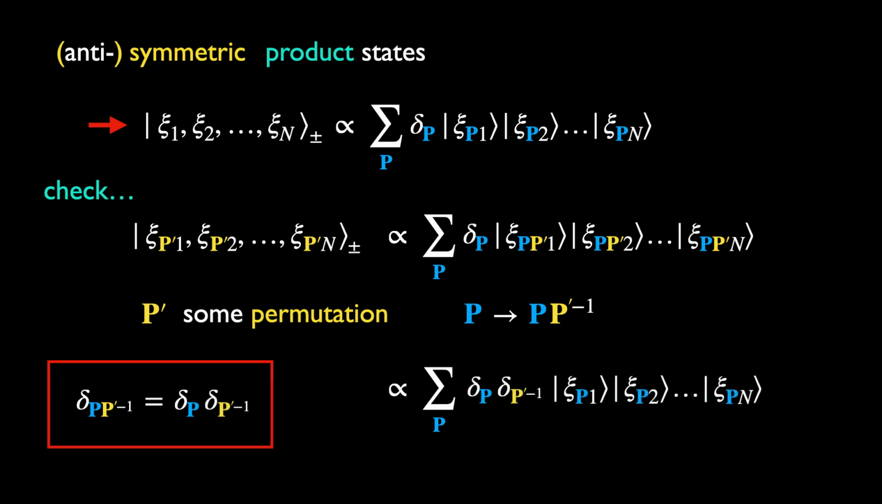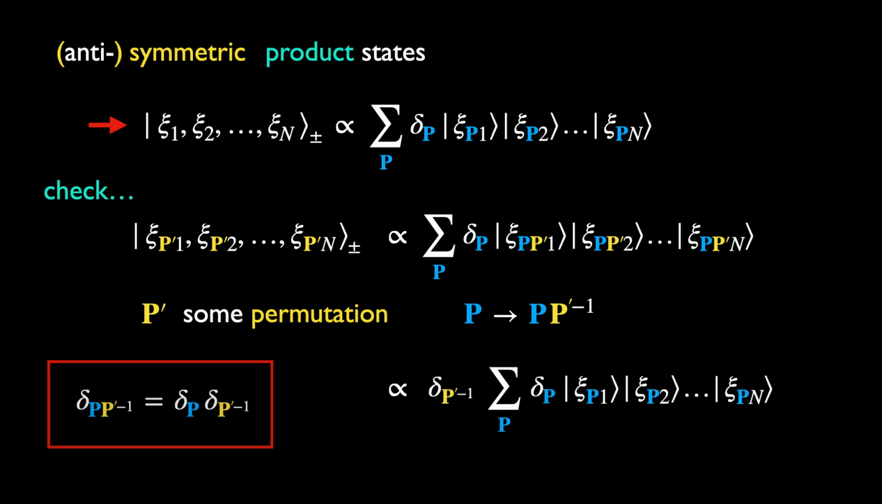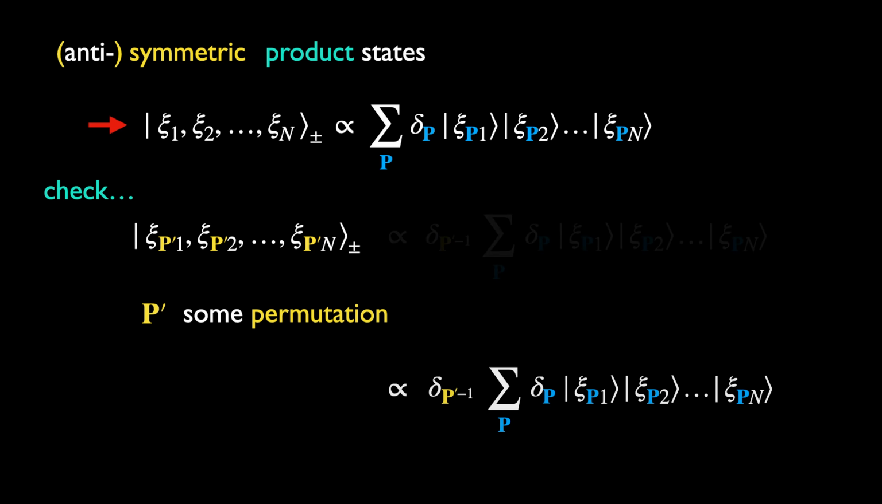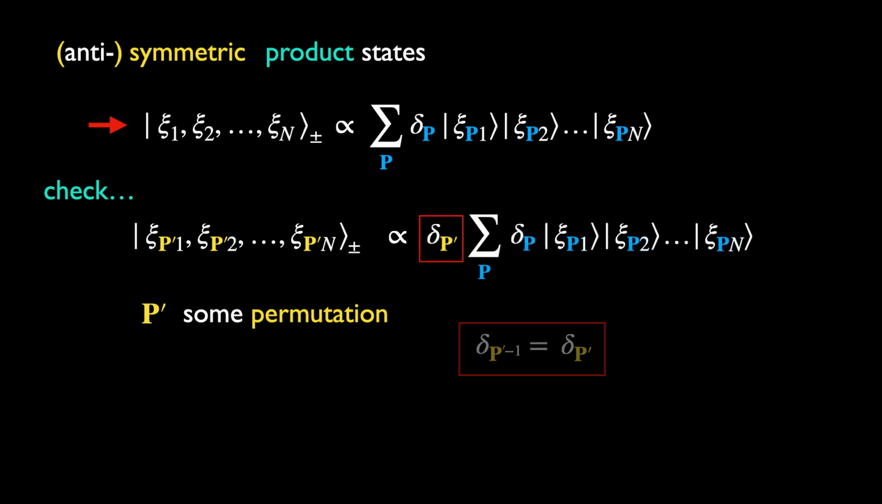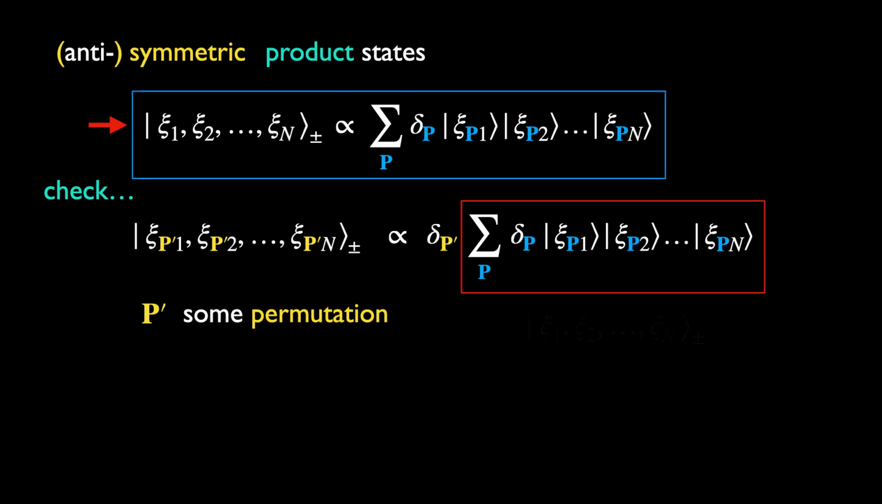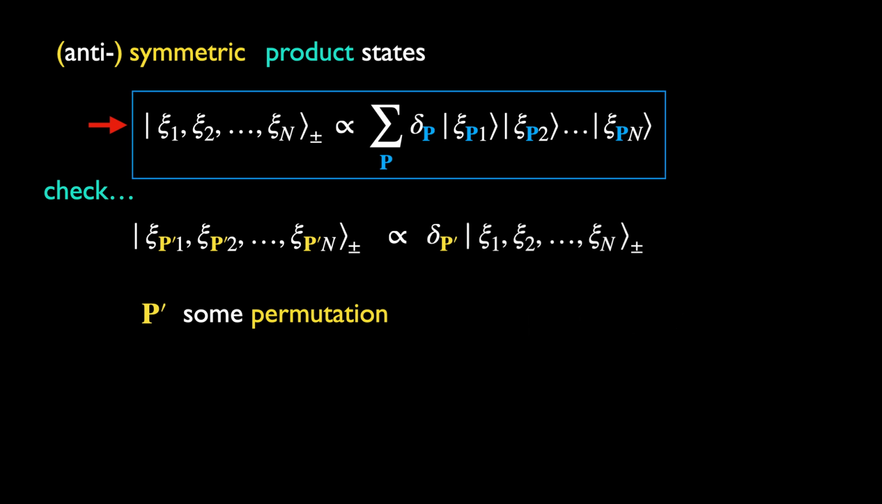The sign of the inverse of P' can be taken out of the sum. The sign of the inverse of P' is just equal to the sign of P', since both contain the same number of transpositions. This term in the red box is just the original state. Hence our construction above does indeed give the correct permutation sign.